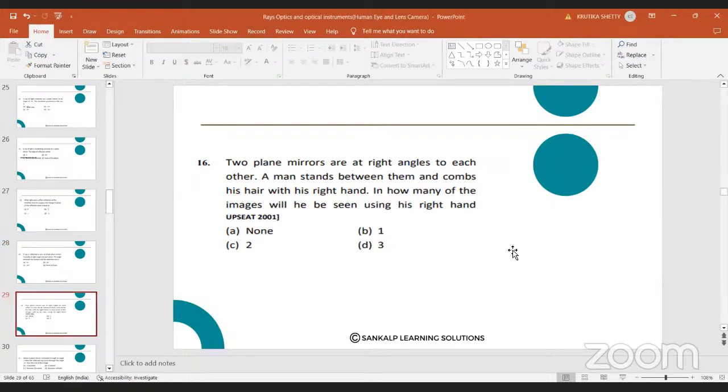So here, two plane mirrors are at right angles to each other. A man stands between them. So there are two mirrors at right angles to each other, and he is combing his hair with his right hand. So when he is combing with the right hand, in how many of the images will he be seen using his right hand? The options are none, 1, 2 or 3.